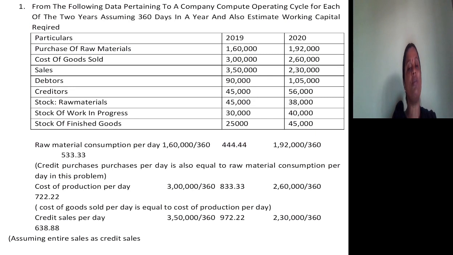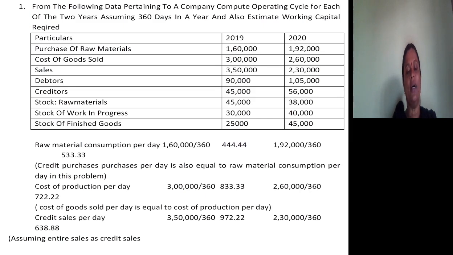Then to arrive at the work in progress conversion period, we need cost of production per day. We do not have information on cost of production. We know that if cost of production is not there, we take cost of goods sold as cost of production. Here cost of goods sold is there, so cost of production per day and cost of goods sold per day will become the same. That is the base for calculation of the work in progress conversion period and the finished goods conversion period.